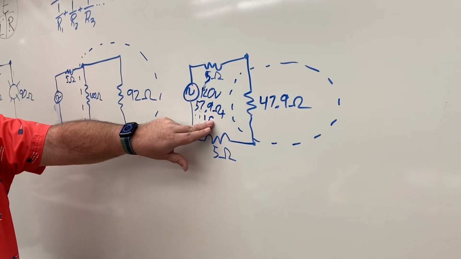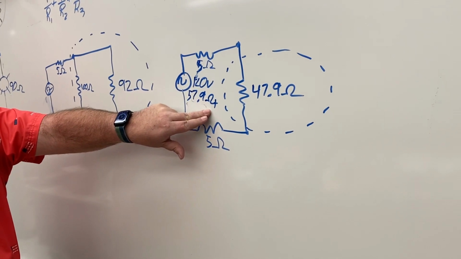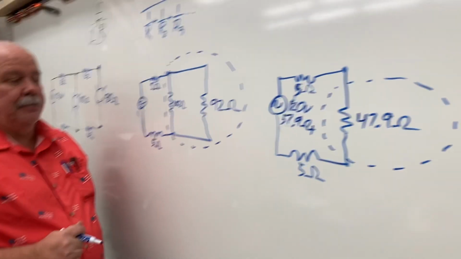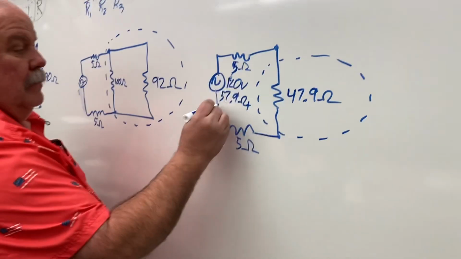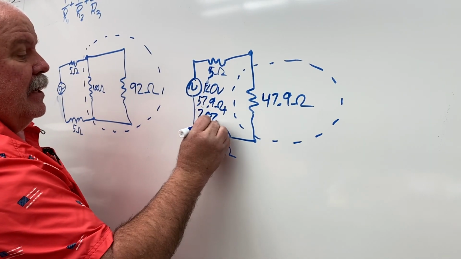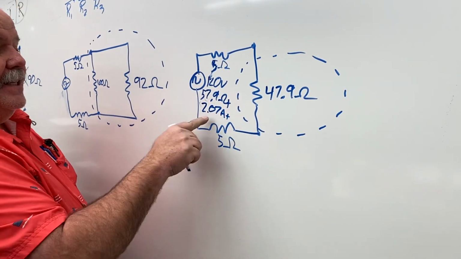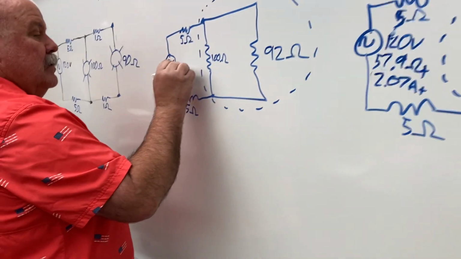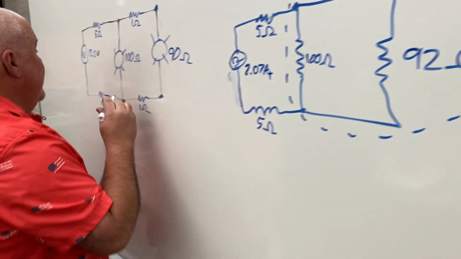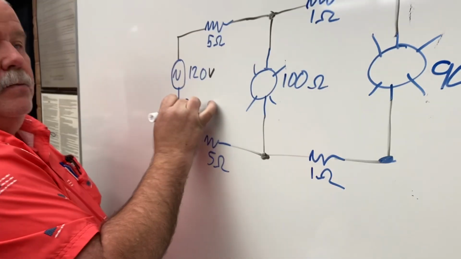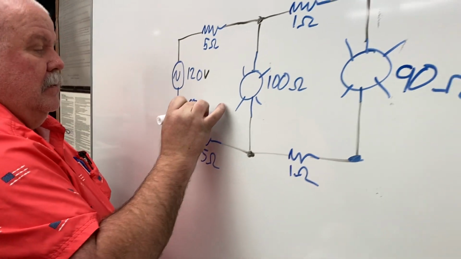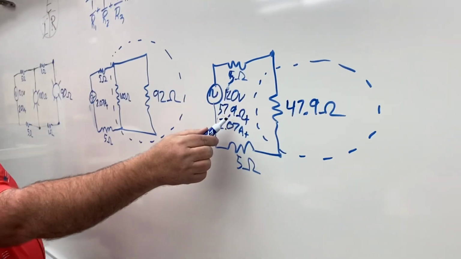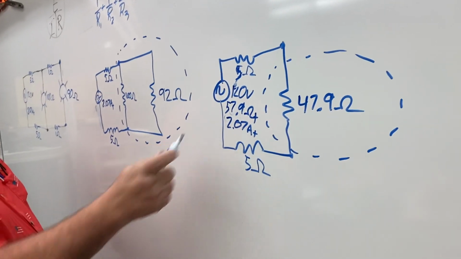So what does that change this to be? What's 120 divided by 57.9? 2.07 amps total. This 2.07 amps total is going to be the same here and the same here. Right? Those are all going to be the same. This total ohms of resistance is going to be the same on both too. 57.9.